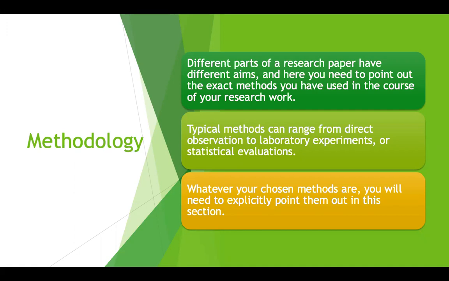method itself. So different parts of a research paper have different aims, and here you need to point out the exact methods you have used in the course of your research work. Typical methods can range from direct observation to laboratory experiments or statistical evaluations. Whatever your chosen methods are, you need to explicitly point them out in this section. So this is the overall goal or objective of this section, methodology.